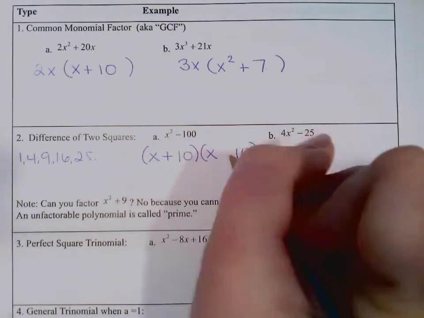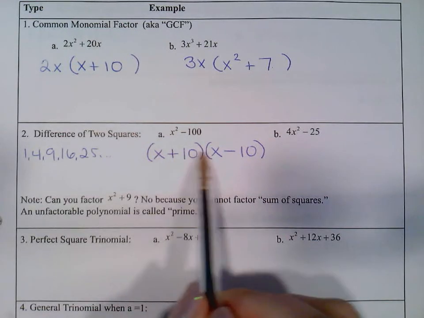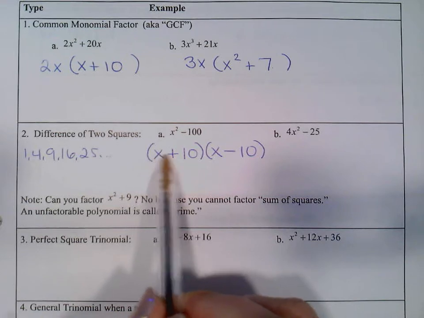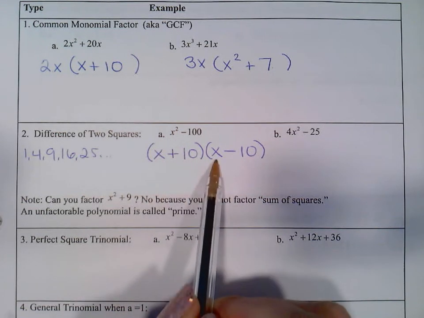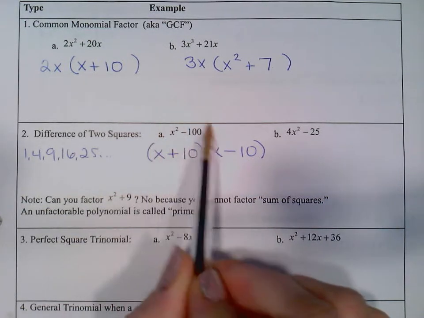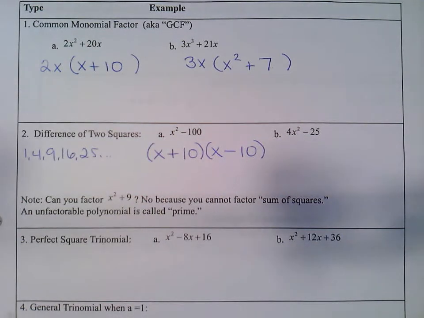One of my factors gets a plus and one of my factors gets a minus because remember when you multiply binomials, you do FOIL. So first, x times x is x squared. Outer plus inner, see how they're opposite of each other? Negative 10x and positive 10x. That's why there is 0x in this original problem. And then 10 times negative 10 is negative 100.